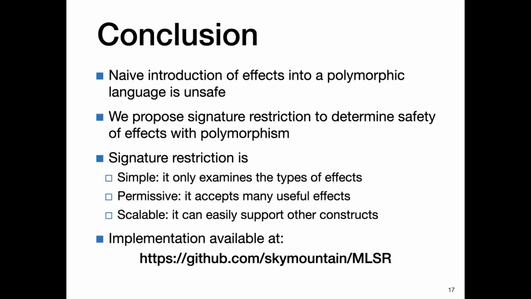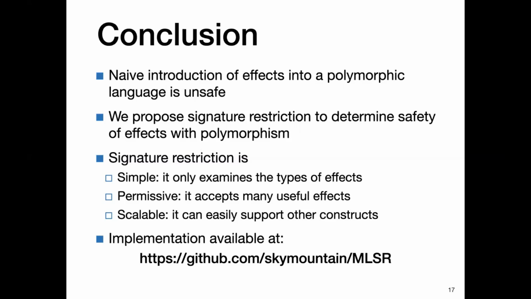Okay, let me summarize this talk. The problem we attack in this work is that the naive combination of algebraic effect handlers and polymorphism may be problematic. To solve these problems, we propose the signature restriction, which is a new approach to determining safety of effects in a polymorphic setting. And the signature restriction rests only on the properties of bound type variables. So it is very simple. It's just examining the signature of an effect. And it is still permissive and scalable.